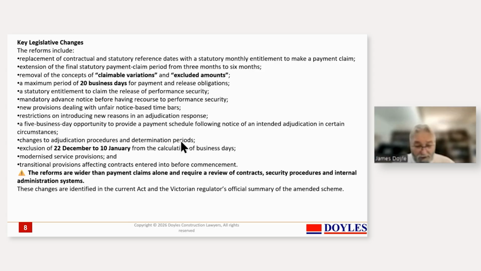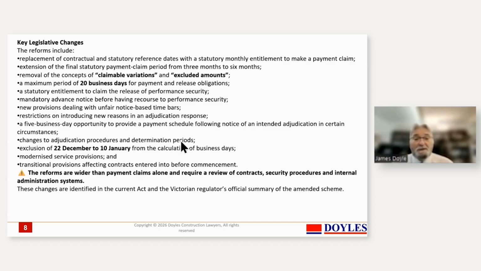The other aspect is, when planning for a claim under the Security of Payments Act, you want to go early, because then if you find that there's some significant deficiency in your claim, you'll probably have a little bit more time to try to give it another spin on the next month. That way you can fix it up, you can correct any errors, and therefore you can put a better claim forward. They've removed claimable variations and excluded amounts. They put in a maximum period of 20 business days for payment and release obligations. The statutory entitlement to claim back your performance security. So if you've had retentions or you put in a bank guarantee, you can get that back.